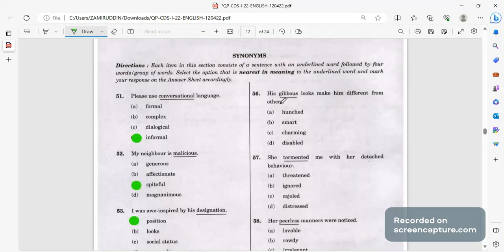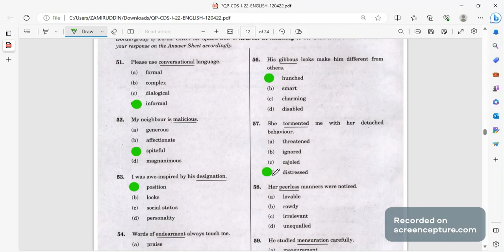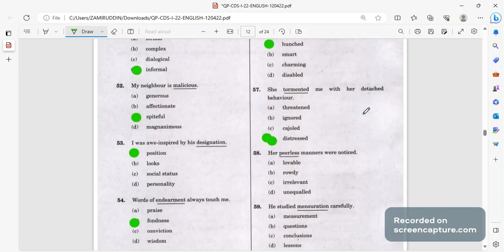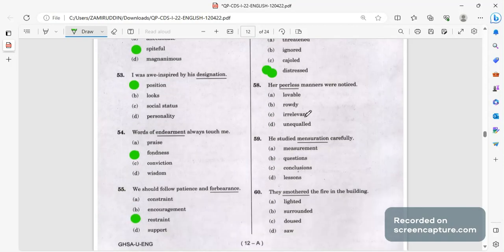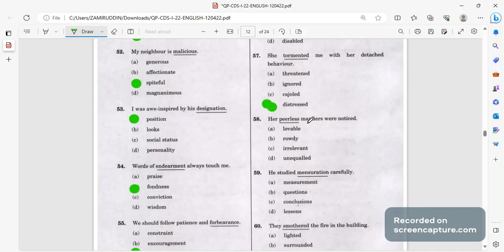His gibbous look. Gibbous look is hunched look, makes him different from the others. उसके ऐसे looks की वजह से ही वो अलग है. Hunched मतलब smart, charming और disabled look नहीं होंगे. ये सब भी positive है, disabled थोड़ा negative है, पर disabled look कुछ meaning ही नहीं होता है. He tormented me. Tormented मतलब distress. उसने stress डाल दिया मुझ पे with her detached behavior. उसके behavior की वजह से she tormented me, distress में ला दिया.